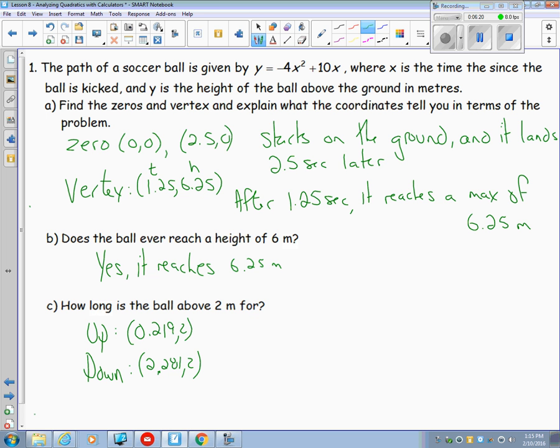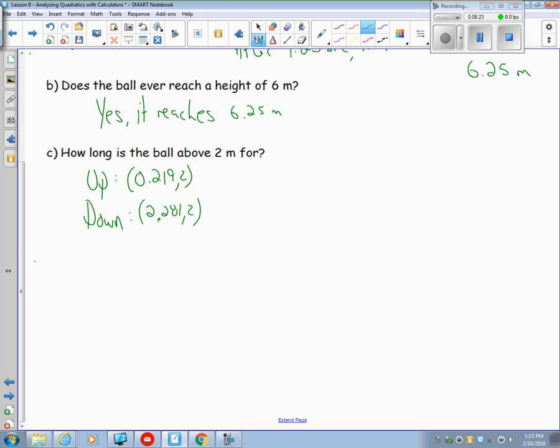The question was, how long was it above 4? So it was above 4, the difference between those two things. So above 4, and if I take 2.281 and I subtract 0.219, I end up with 2.62 seconds. Oh, sorry, 2.062 seconds. Just a 0 in there. Okay? Yeah, we solved some things with technology. Pretty quick and easy, right? Okay, let's try the next one.